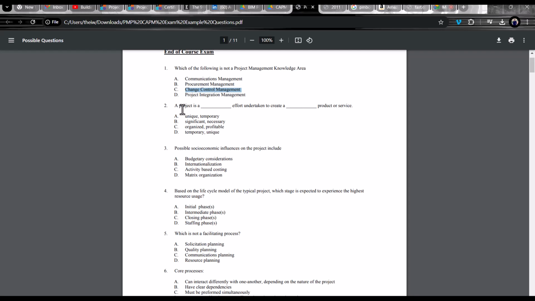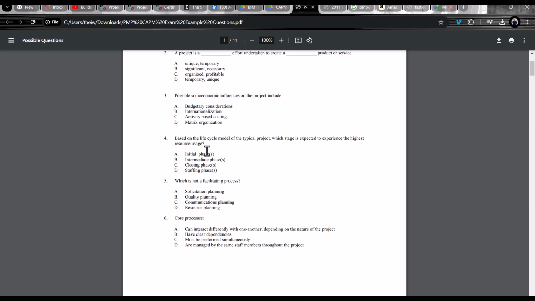A project is a dash effort undertaken to create a dash product or service. This is actually a statement taken directly from a book. So imagine you have to thoroughly go through the entire book like you used to in school or college, and you have to know each and everything and remember a lot of things, and which process and which things come under it. I'll tell you a little bit more deeply later on what tips and tricks you can use to prepare, which I have also used and devised on my own.